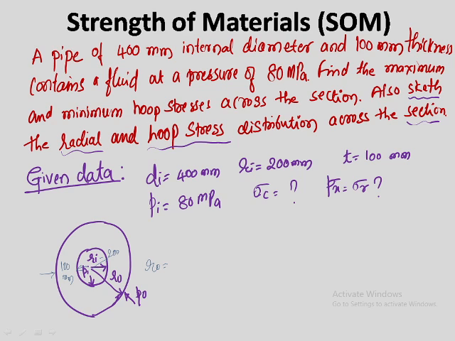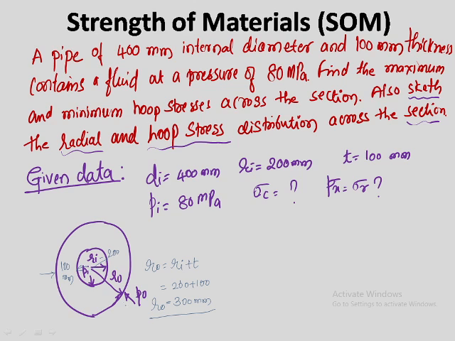300. Okay, R naught equal to Ri plus T, because your seniors have made a lot of mistakes considering R naught. So now you calculate R naught here. Ri is 200, thickness is 100, so this is equal to 300 mm.